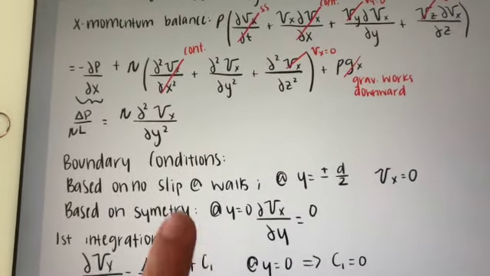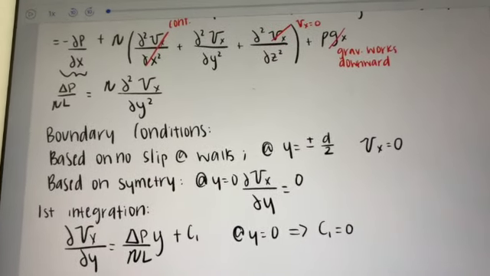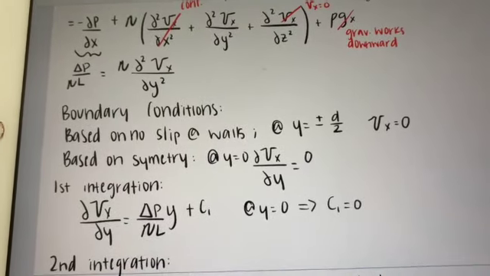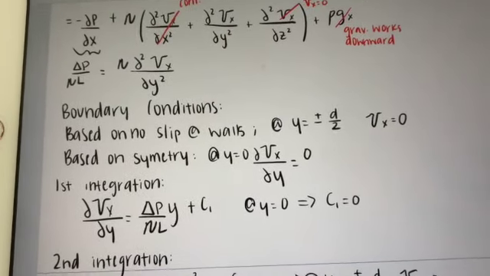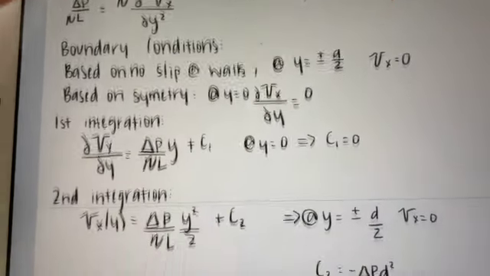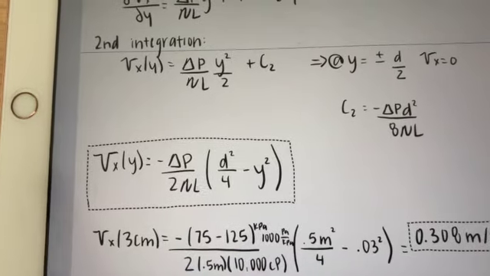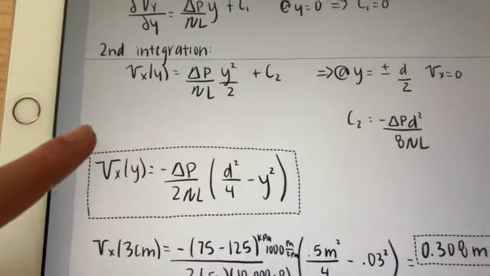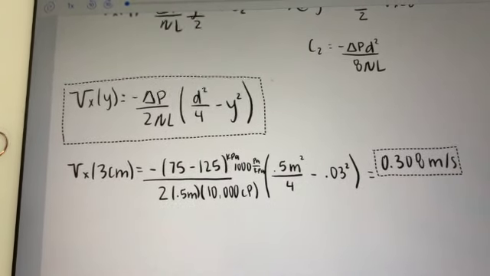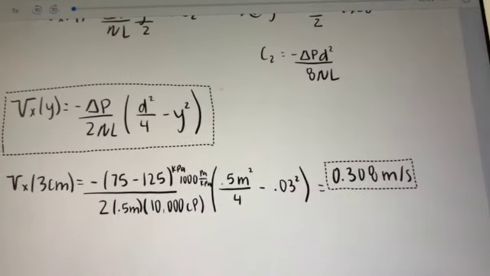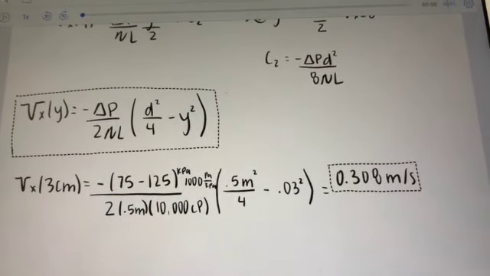There's no slip at the walls. So we know that at y equals plus or minus d over 2, our velocity is 0. And based on symmetry, we know at y equals 0, the change in velocity in the x direction with respect to a change in y will equal 0. So we can integrate twice, knowing those boundary conditions, and develop a velocity profile in that direction. If we want to know specifically at 3 centimeters, we just plug in, make sure we have the right units, and we get 0.308 meters per second that the honey is flowing at 3 centimeters above the midline.